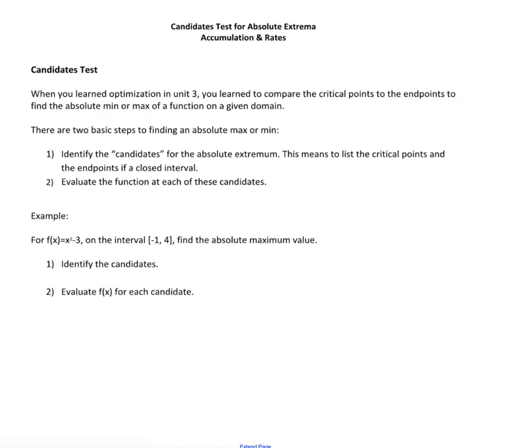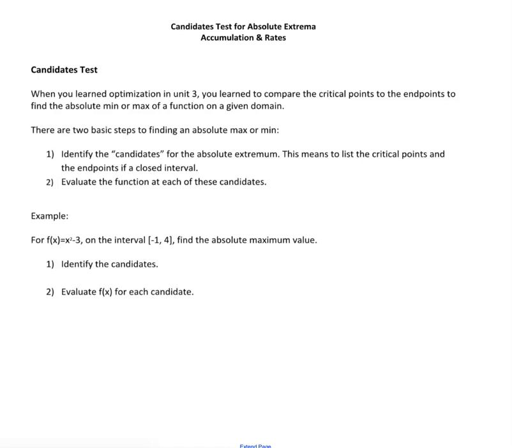All right, today we're going to talk about the candidates test for absolute extrema and the AP problems that are accumulation and rates, and actually how these relate to each other. So there's not a lot of new information in this lesson. In fact, I'm not sure there's any new information, but we're just trying to take a look at information you already know from a new lens, so you know how it will be applied on the AP exam. So today we're going to do 3 practice AP exam problems.